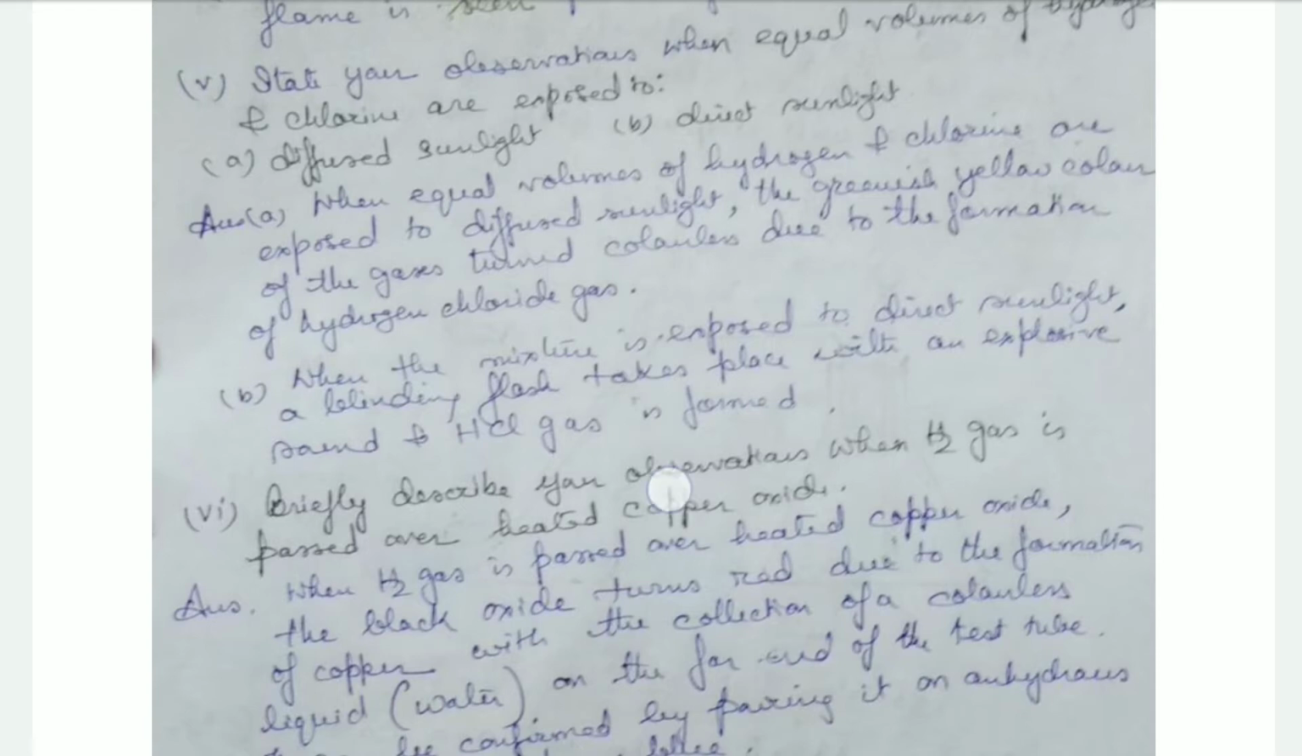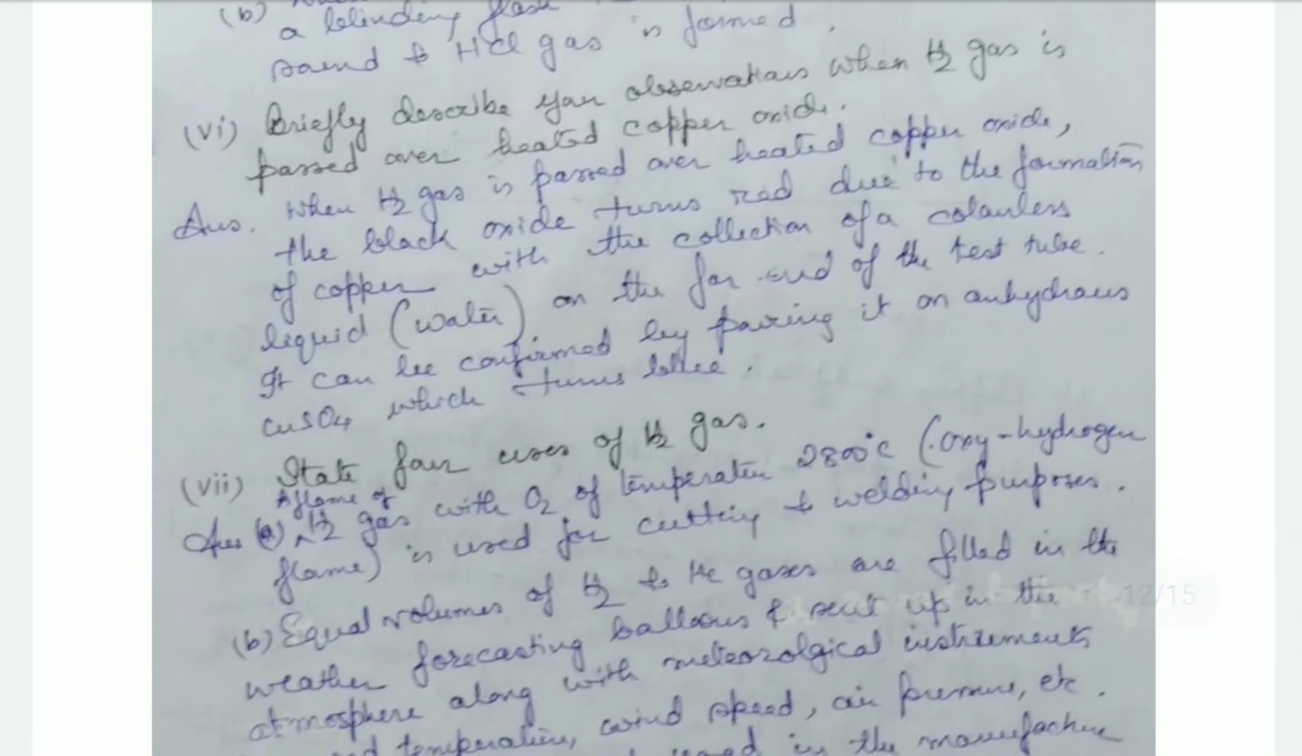Now next we come to briefly describe your observation when H2 gas is passed over heated copper oxide. When hydrogen gas is passed over heated copper oxide, the color of the copper oxide is black. So the black copper oxide turns into red due to the formation of copper, with the collection of a colorless liquid, which is water, on the far end of the test tube.